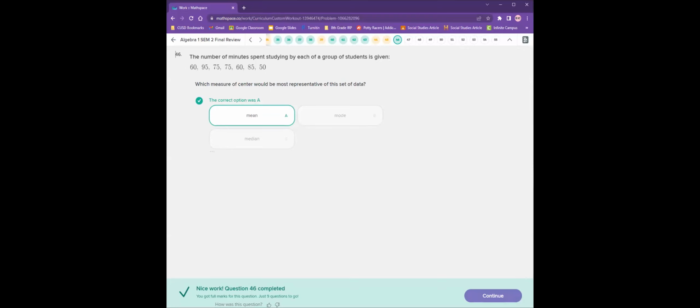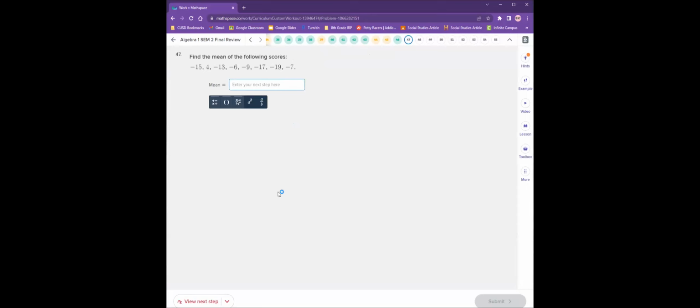Now, you could also make a box and whisker plot. I'm just gonna find the mean, I guess. Okay. 60 plus 95 plus 75. Yeah, 71.43. Okay. All right. Let's see what's next. Find the mean. Now you actually did find the mean. Well, that's for a completely different question, though.